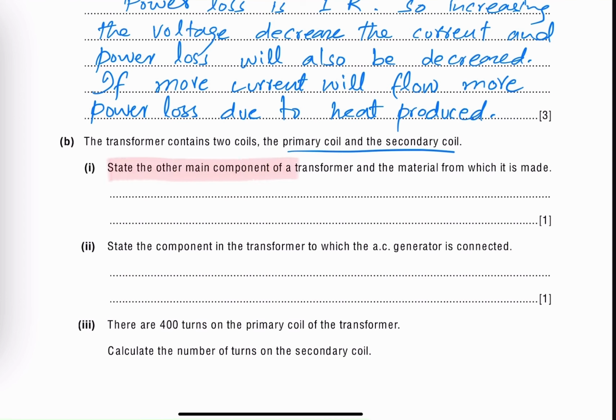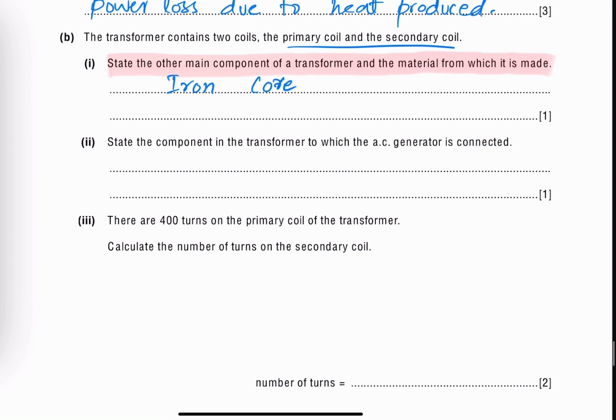Okay, the transformer contains two coils, the primary coil and the secondary coil. State the other main component of the transformer and the material from which it is made. Okay, so apart from the coils, the component is called the iron core. Second, state the component in the transformer to which the AC generator is connected. The AC generator is connected with the primary coil. Okay, the generator gives the input.